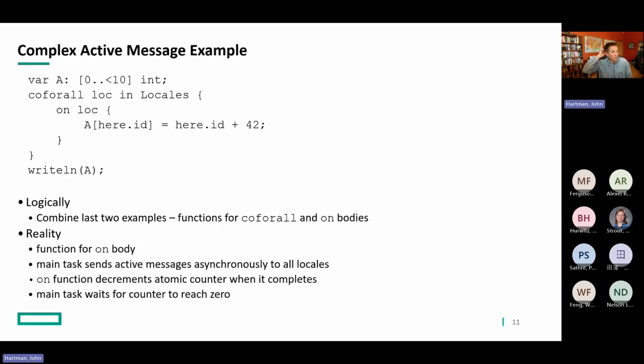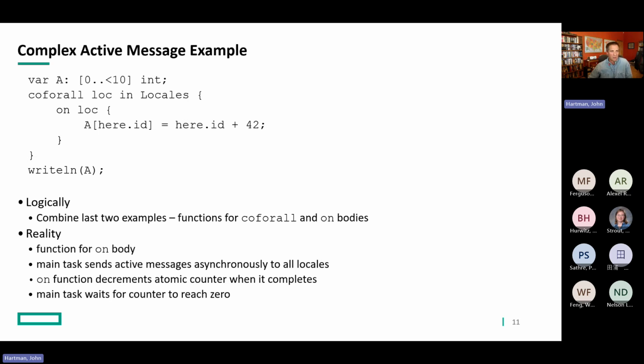Here's a bit more complicated active message example where I've combined the last two examples into one. So we've got this array of 10 things for all the locales. So this is another common idiom, coforall loc in Locales. So for every single locale, on that locale, I just want to set an array element to some value. All right, so each is going to go through and set a different element of the array.